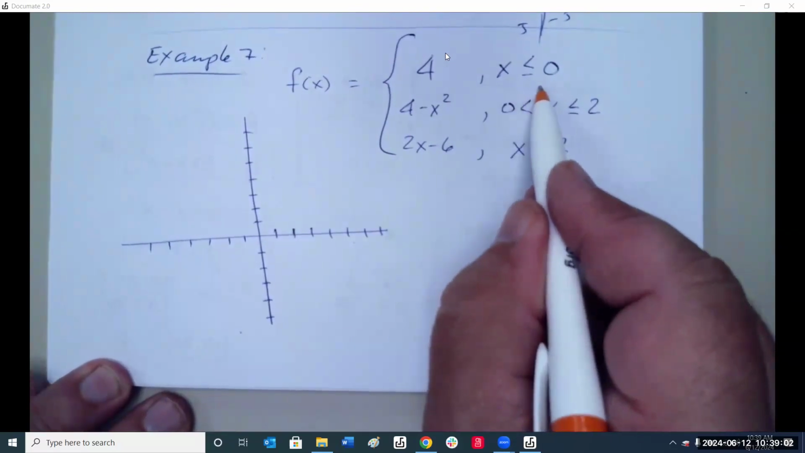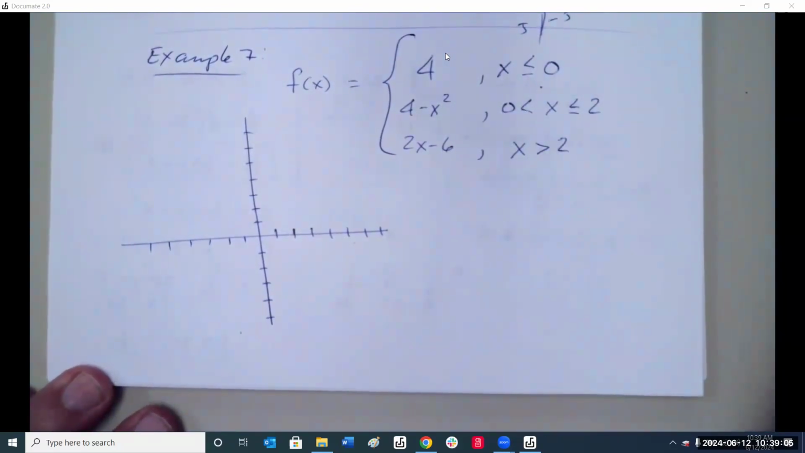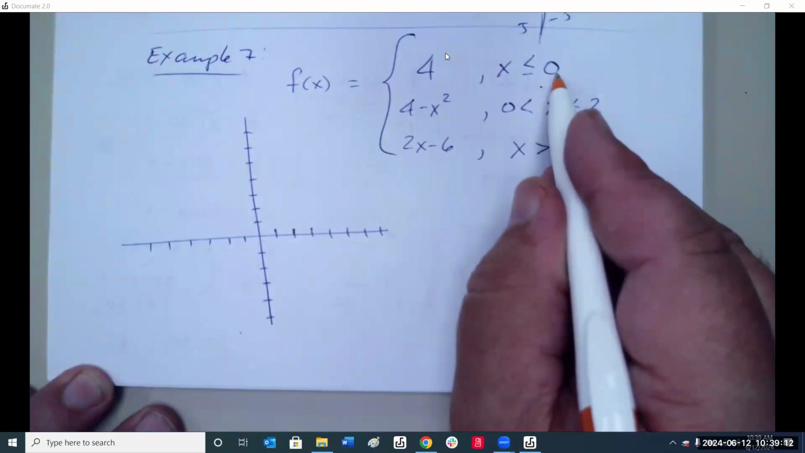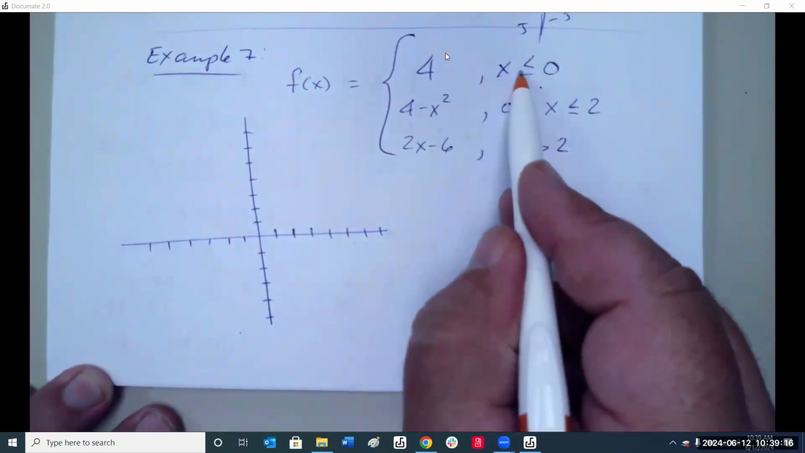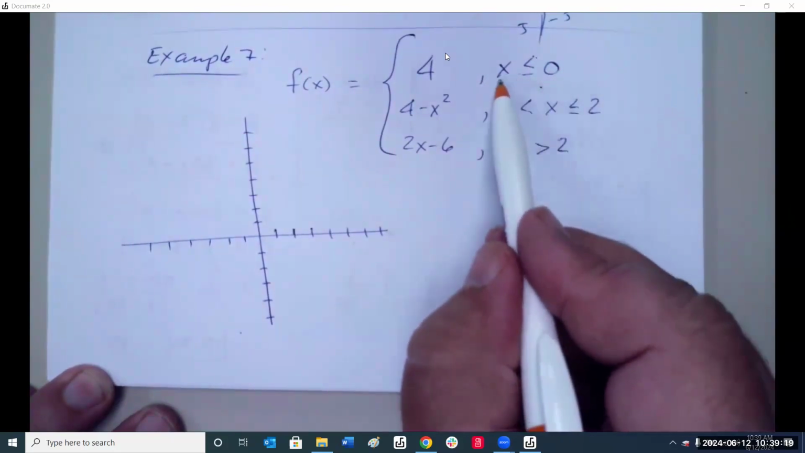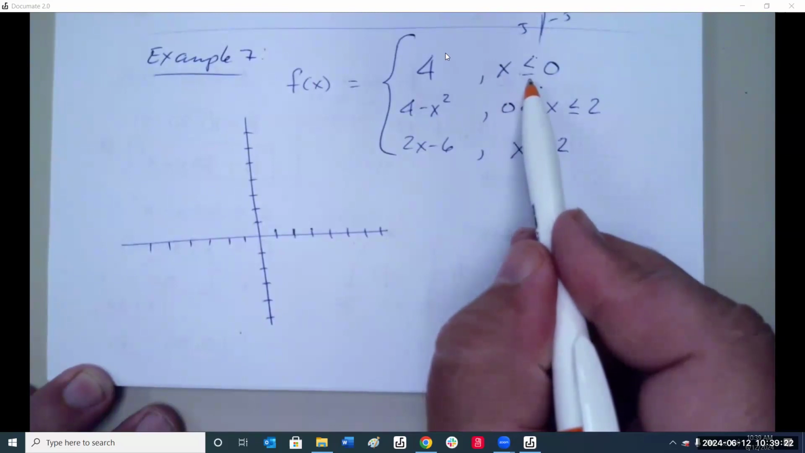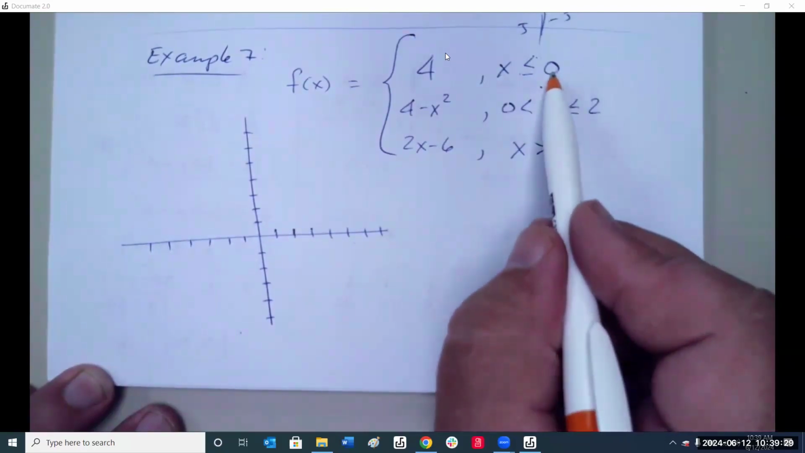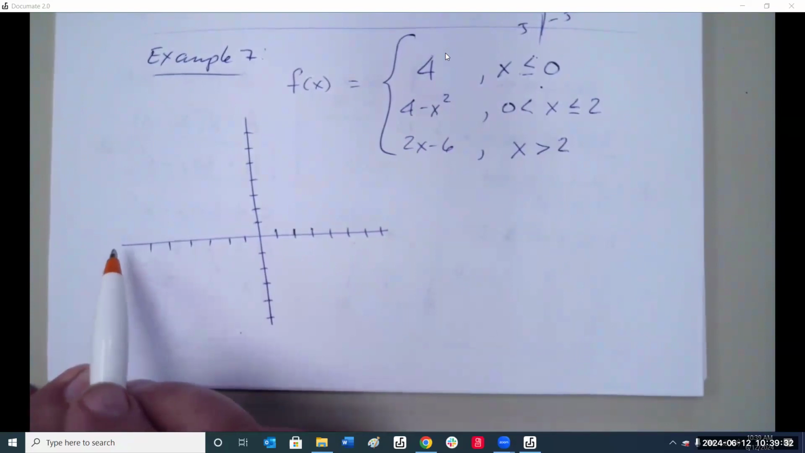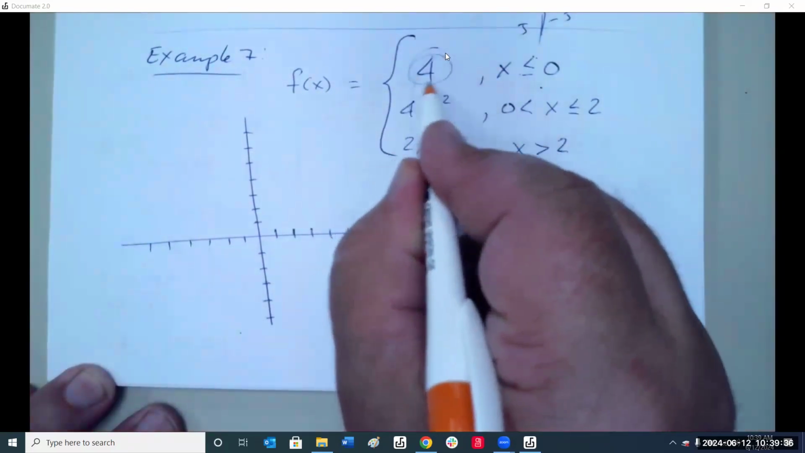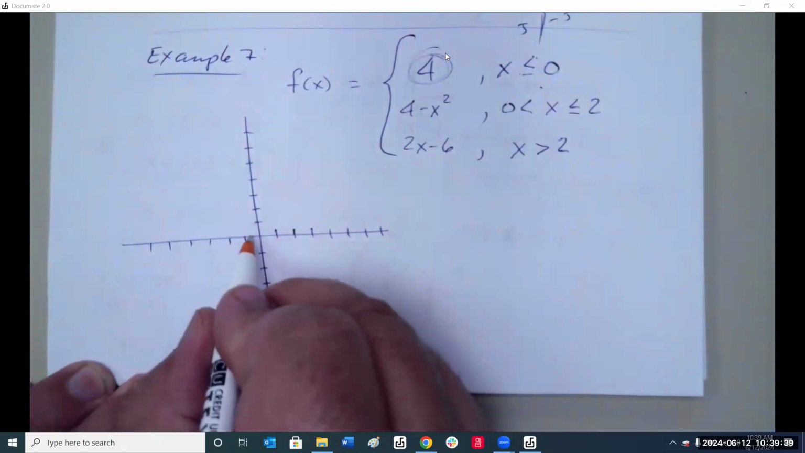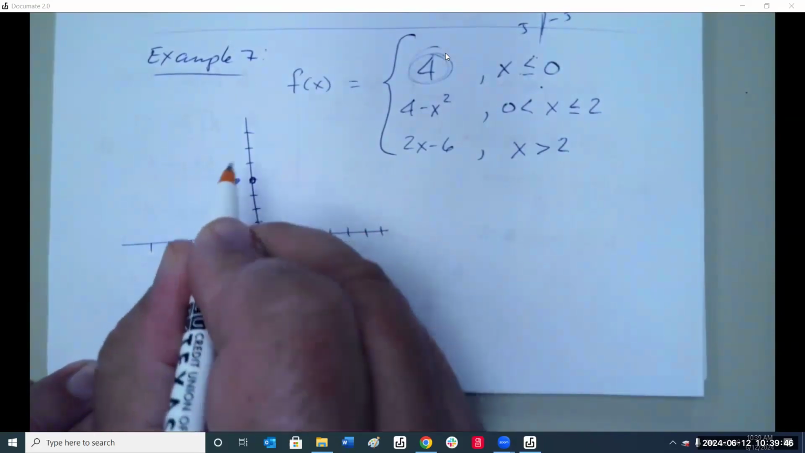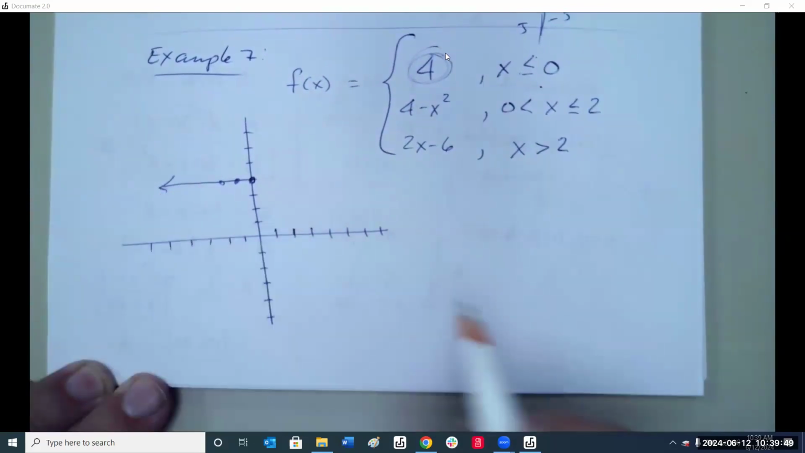So the first set, where do I start off, and which direction do I go? Start at 0 and go which direction? What does it tell me? How would you read that? x is less than or equal to 0. Yes, so I'm going from 0 to the left. For all of those, y is equal to 4. So when x is 0, y is 4. When x is negative 1, y is 4. When x is negative 2, and so on, it goes on to infinity. It's a horizontal line.